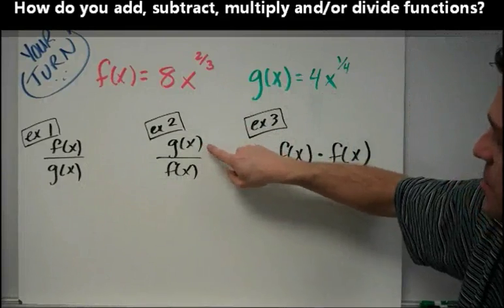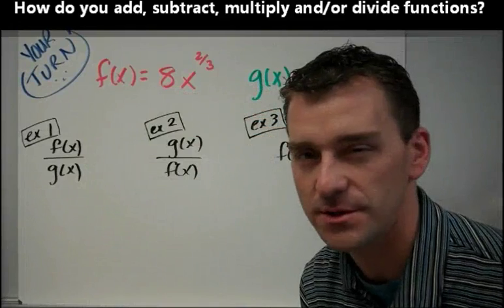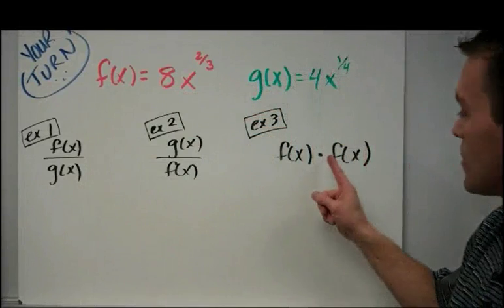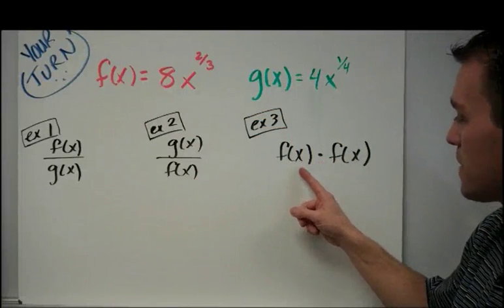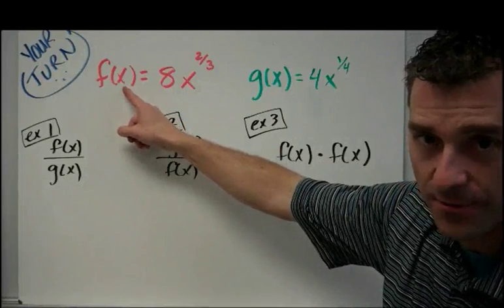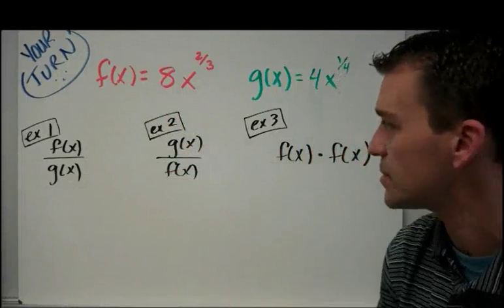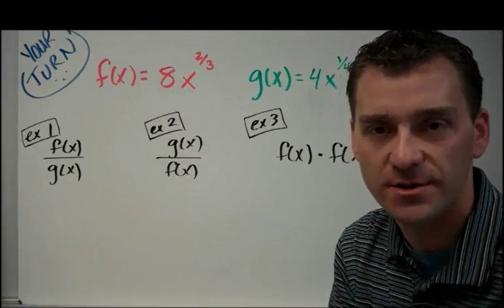So this function divided by this function. And then I switch them. So now you're doing g of x, this one, divided by that one. And then I'm switching it up on you just a little bit, tricking you. I want you to multiply f of x times f of x. So you're taking this one times itself. So good luck. Give it a whirl. Go back and watch what you need to watch to be able to do these, and watch the next video to get your answers.